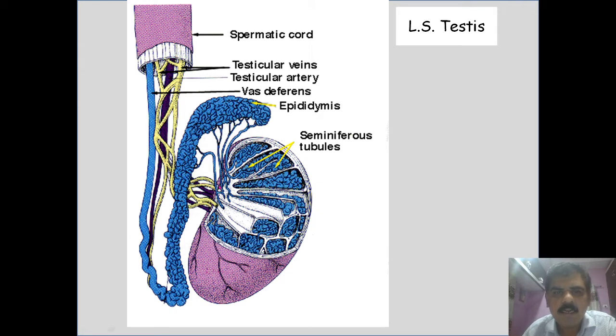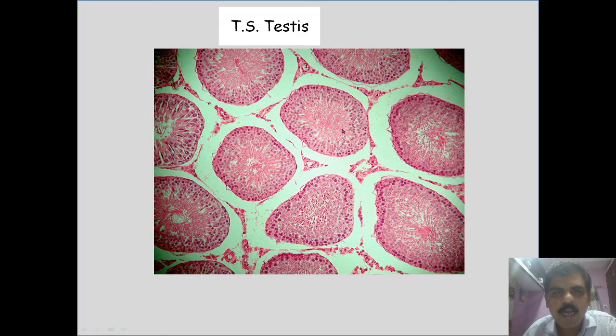This is the same picture, the longitudinal section of the testes, and this is the spermatic cord, the testicular veins and arteries, and these are the lobules, and within each lobule the seminiferous tubules are there. This is the transverse section of the testes, and it has rounded structures called seminiferous tubules, lying within connective tissue, which has the interstitial cells that secrete the hormone testosterone.